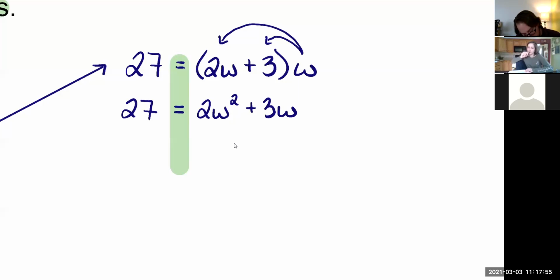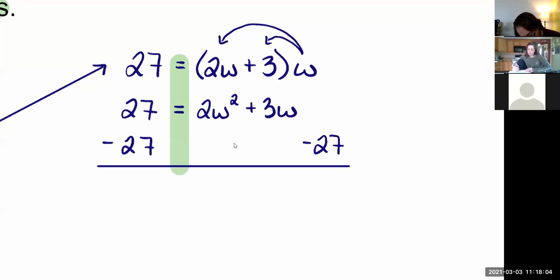You can subtract it from 3W, right? Or you just bring it over. Yep, just bring it on over because there's no like terms to combine it with.